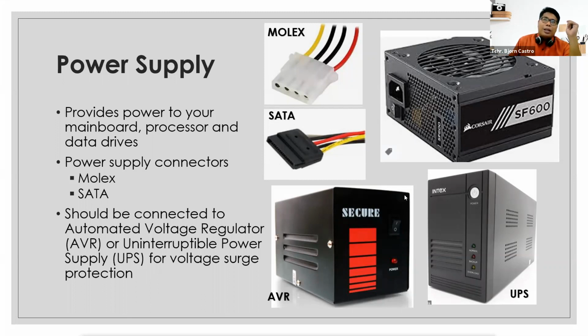Now, you need an external power source, which is the AVR, to protect your power supply from power surges. Like for example, a lightning surge or suddenly fluctuating power. For example, there was power, then it was lost, a brown out. That damages electronic components. So, you need to have an AVR, or automatic voltage regulator, to maintain a consistent voltage to your power supply.